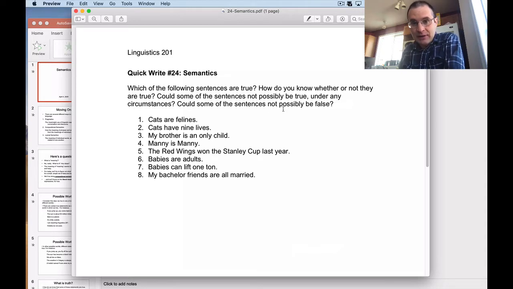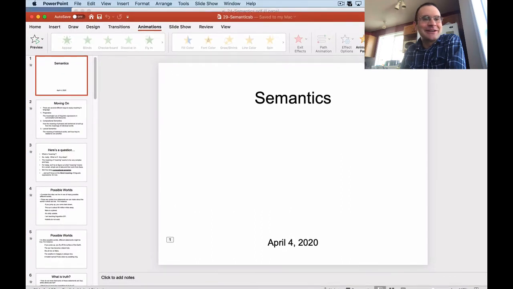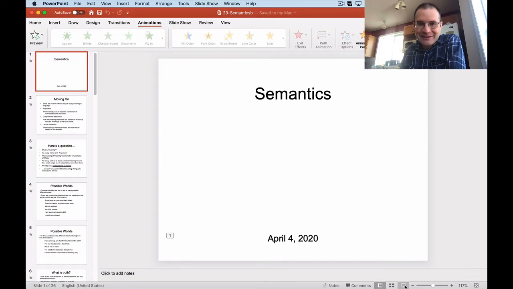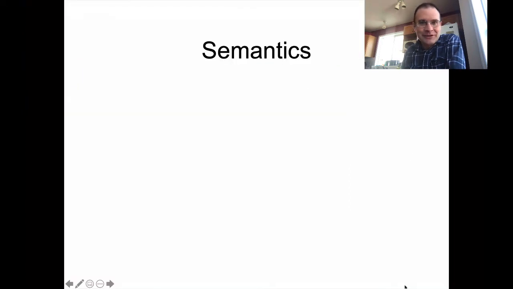Could some of the sentences not possibly be false? And how do you know whether or not these sentences are true? So take a few minutes to think about that before we go through the actual lecture. To do that now, maybe pause the lecture, but I'm going to just continue because I don't want to waste space or time, which, according to some people, are the same thing.